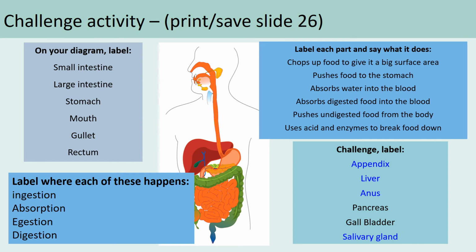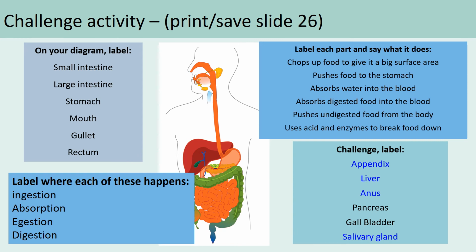The challenge labels, the appendix is the little green structure that comes off the large intestine. So where the small intestine and large intestine join together, you can see that there's a green bit that goes down. It's towards the bottom of the diagram. The green bit that goes down, that's actually the appendix. The liver, we've already said, is that red organ. The anus is right at the end, so at the very, very bottom of the diagram is another sphincter muscle that will open and close.